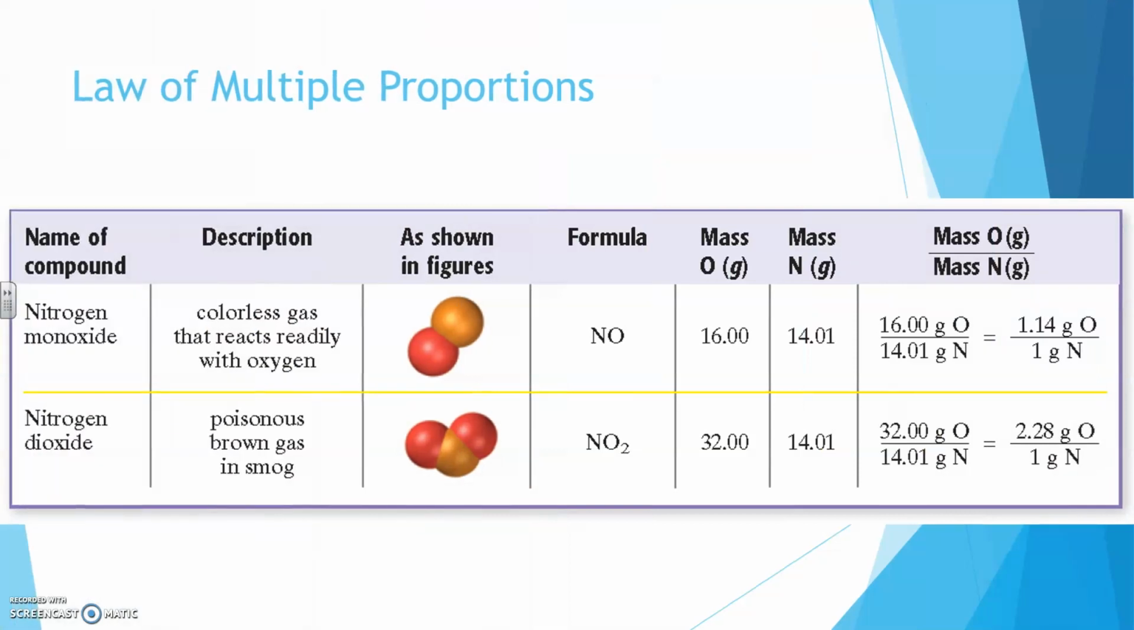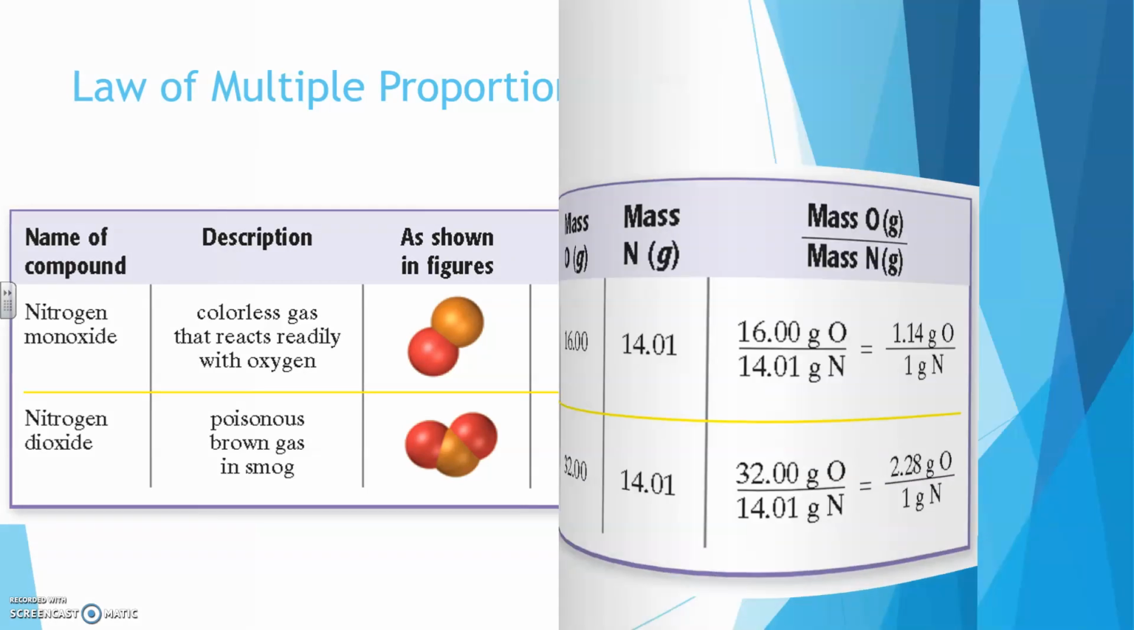So the law of multiple proportions. Anytime you have nitrogen monoxide, you know it's going to be 1 nitrogen, 1 oxygen. If you have nitrogen dioxide, it's going to be 1 nitrogen, 2 oxygens. Each of those individually is the law of definite proportions. But when you look at the 2 of them, because they have the same 2 elements but in different proportions to each other, that is the law of multiple proportions. Okay?